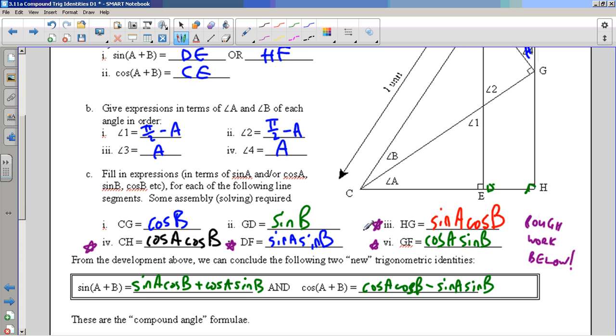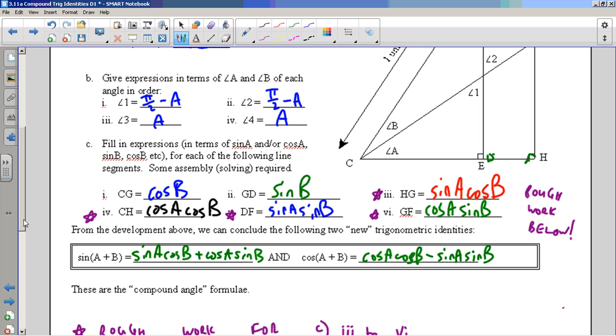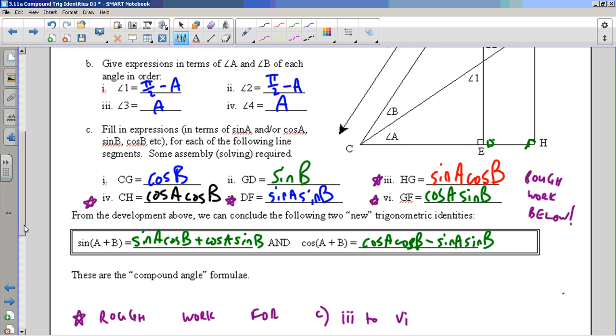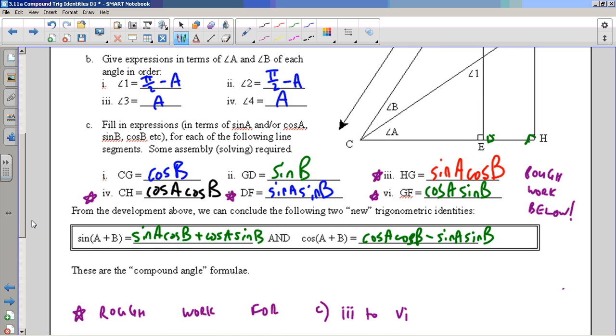Notice all the ones that are starred here. There's some rough work that follows below, and I'll show you that. You can pause the video and check and correct if you need to. But the main thing are these two formulas. Right? And yeah, they're a bit nasty.